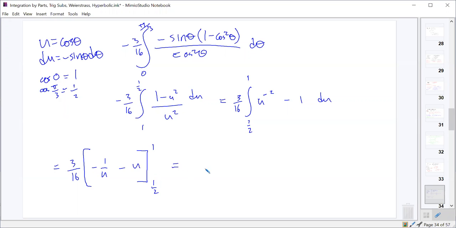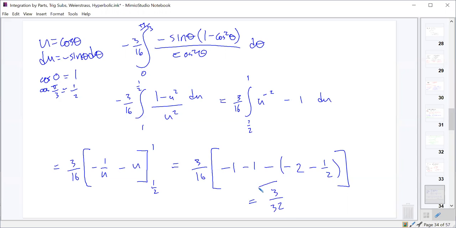Which gives us what? 3/16 of, so plug in the 1, that's -1, -1, minus, and then plug in the 1/2, that's -1 over 1/2, which is -2, and then minus 1/2. And what does that all simplify out? Again, -1 minus 1 is -2, plus 2 cancels out, and then plus 1/2. So we got 1/2 of 3/16, which is 3/32.